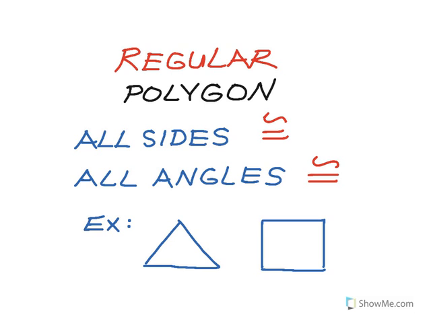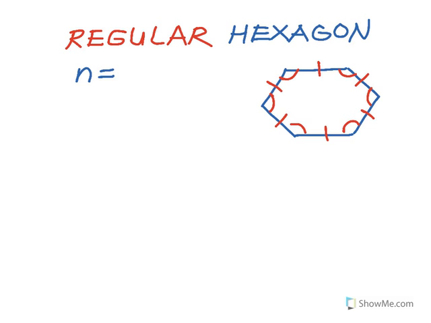So you get these perfectly symmetrical looking figures with regular polygons. So as an example, an equilateral triangle with 3 congruent sides and 3 congruent angles is a regular polygon. A 4-sided quadrilateral, a square with 4 equal sides and 4 congruent angles, is a regular polygon. So let's take, for example, a regular hexagon. Now, a hexagon is a 6-sided figure, n is 6.